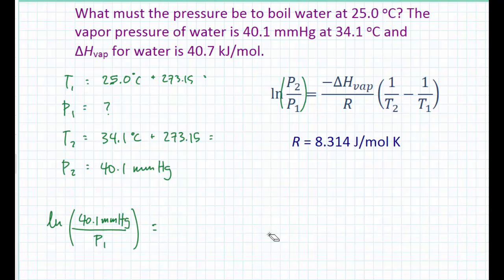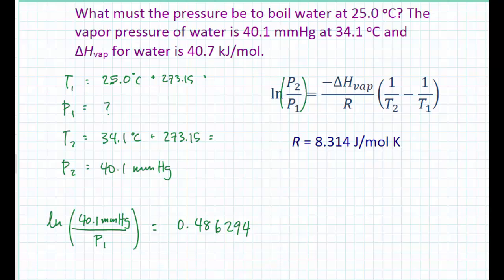Anybody get a number yet? That's what I got. If you did not get that, make sure you multiplied by 1,000 to convert your kilojoules into joules. Or I guess you could divide 8.314 by 1,000 to get kilojoules per mole Kelvin.